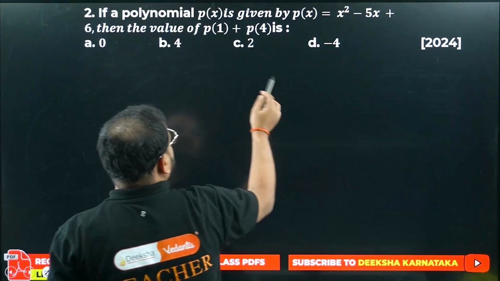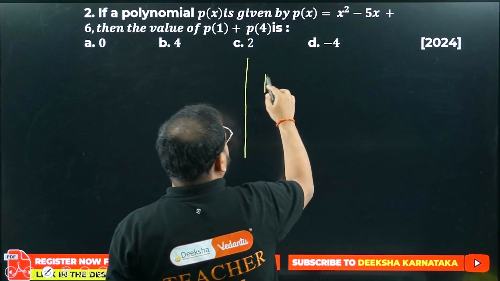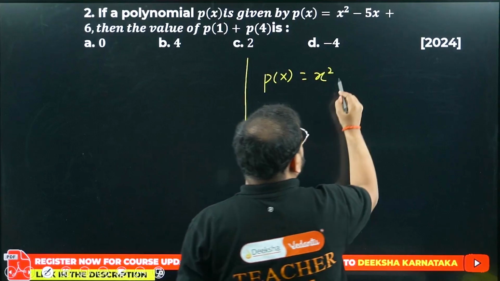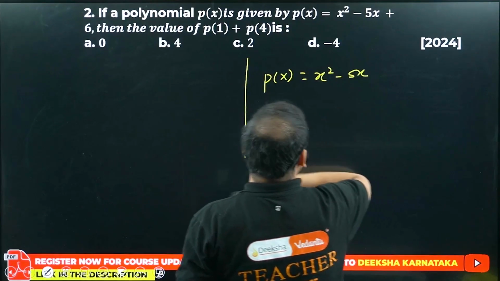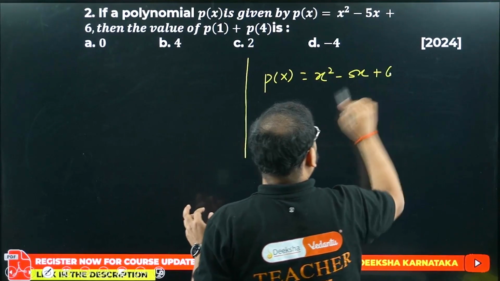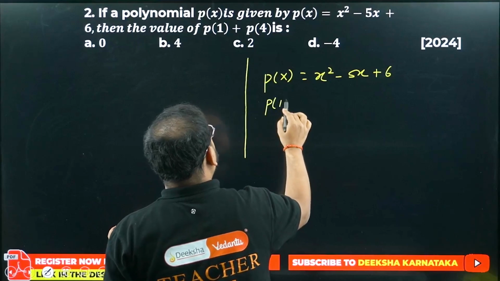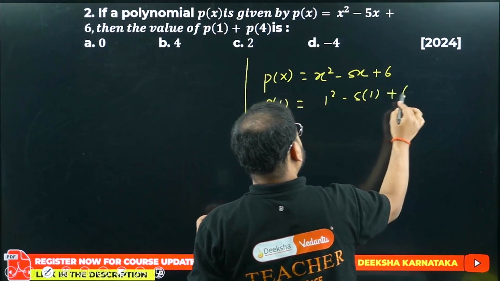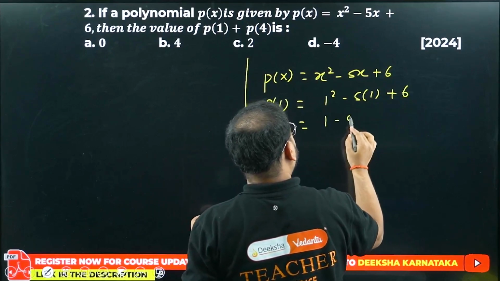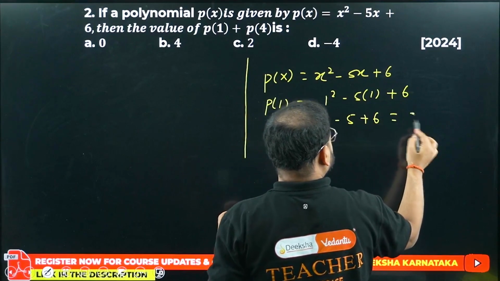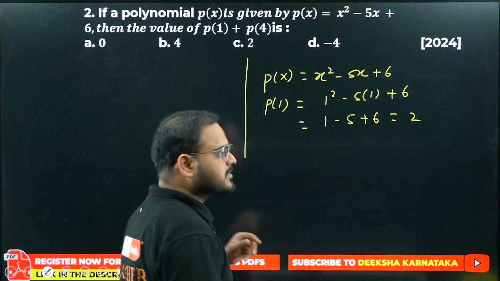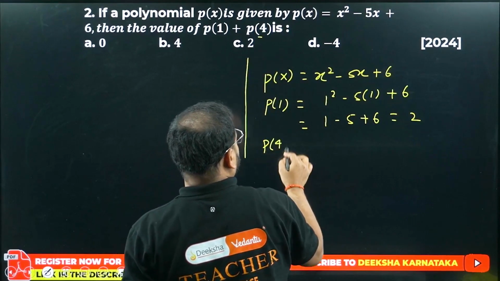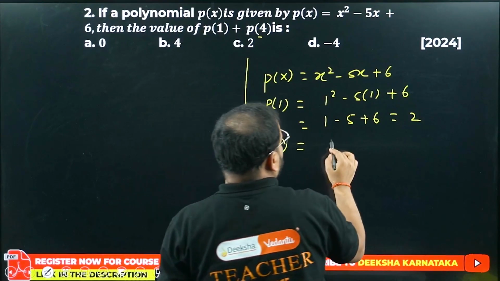For example, if I have p(x) written as x square minus 5x plus 6, am I right? Then p(1) will be 1 square minus 5 times 1 plus 6. How much is that? 1 minus 5 plus 6. Simply 2. 6 plus 1 is 7, 7 minus 5 is 2. Same I can do with p(4). How much do I get? Please check.